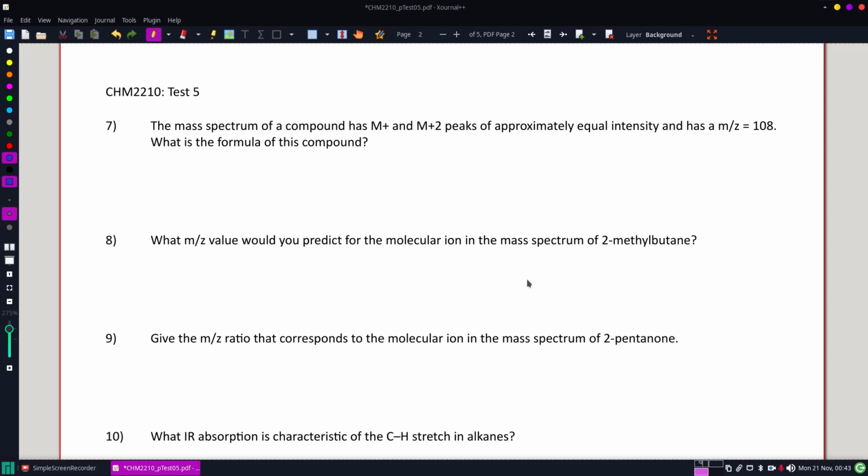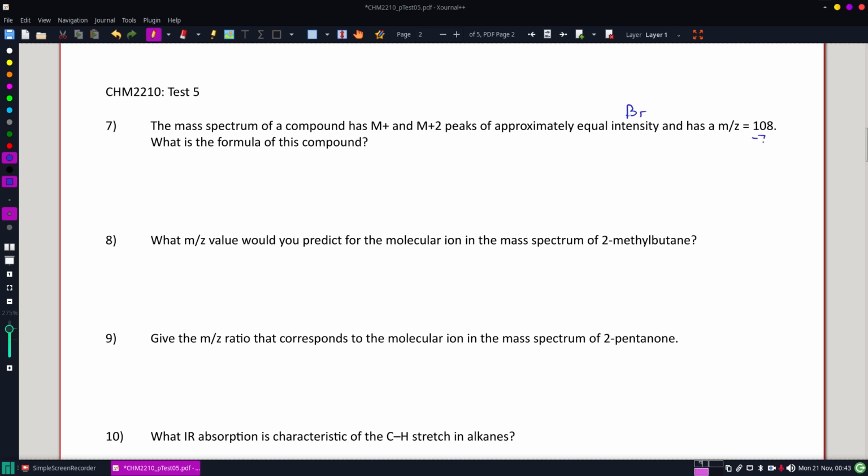Alright, we're looking at page 2 of the practice test. Number 7 asks, the mass spectra of a compound has an M plus and M plus 2 peaks approximately equal in intensity. So that's a Br. It has a mass charge of 108. What's the formula of it?